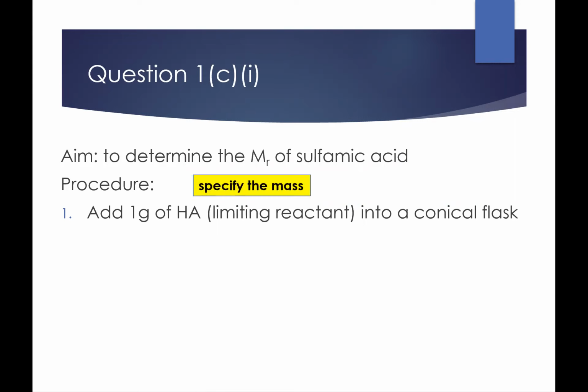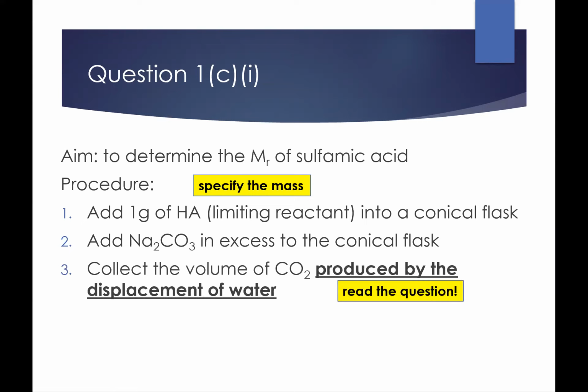And then I'm going to add my sodium carbonate in excess, because based on the equation that was provided, you know that this sulfuric acid reacts with your sodium carbonate to produce carbon dioxide, and you want to use an excess of this sodium carbonate to ensure that all of the sulfuric acid, which is the limiting reactant, would have reacted. And then you need to collect the volume of carbon dioxide. Now this has to be collected using the displacement of water method as specified in the question.